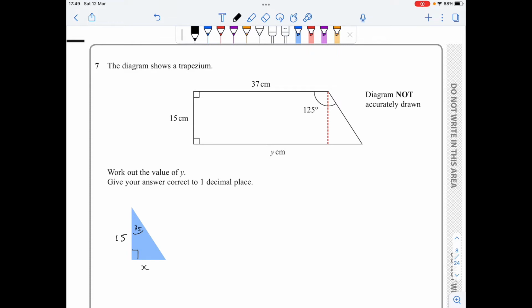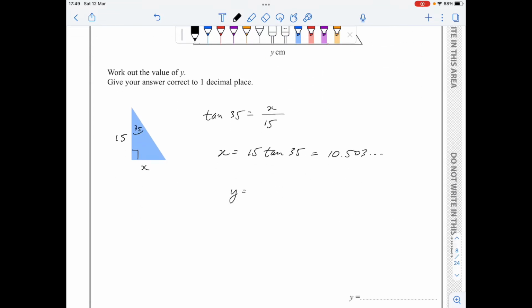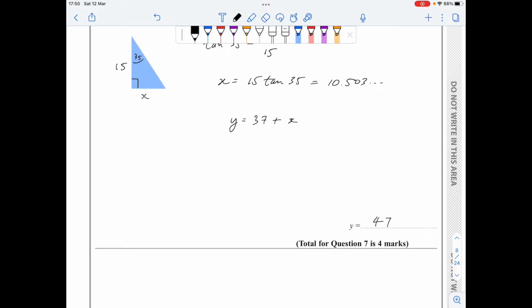So in order to find x, I'll do tan of 35 equals opposite, that's x, over adjacent side, which is 15. So x is equal to 15 tan of 35, which comes out to be 10.503 and so on. So to find y, this is simply 37 plus the value of x, which comes out to be 47.5 to one decimal place.